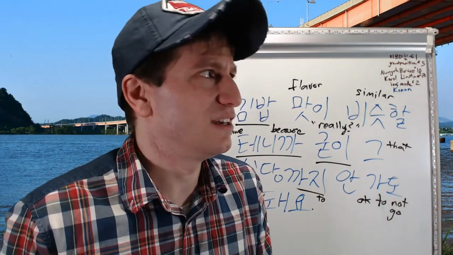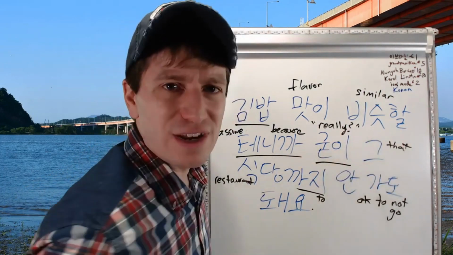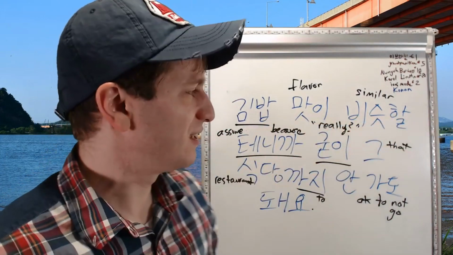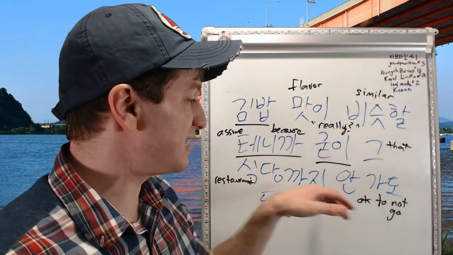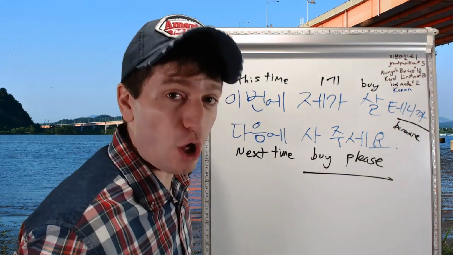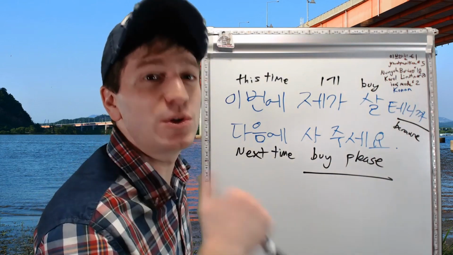Because I assume that no matter where you go, the kimbap's going to taste the same. We don't really need to go to that restaurant. 김밥 맛이 비슷할 테니까 굳이 그 식당까지 안 가도 돼요. 이번에 제가 살 테니까 I'll buy this time and you buy next time. Okay, I'll pay this time and you get next time.